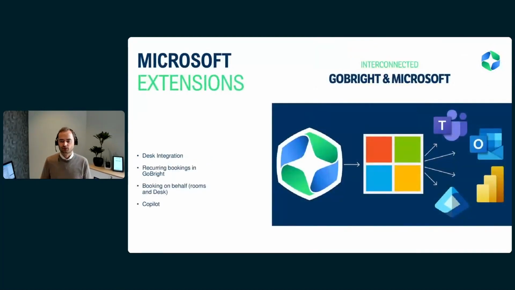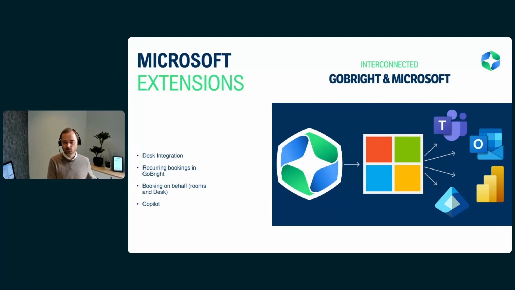And then last but not least, it's our Microsoft extensions. As you all know, we of course have a quite close collaboration with Microsoft. We have worked on a lot of tools in the past few years to integrate it more and more. So for example, our Teams app, our Outlook application, we have of course the room synchronization. We are able to add the Teams link when making a room booking. We have the Power BI integration.